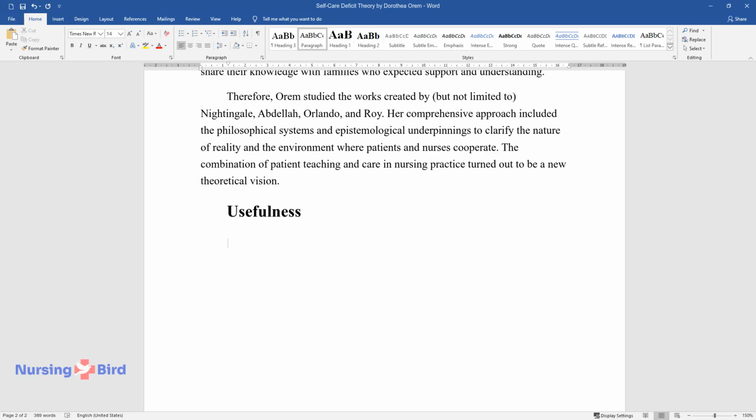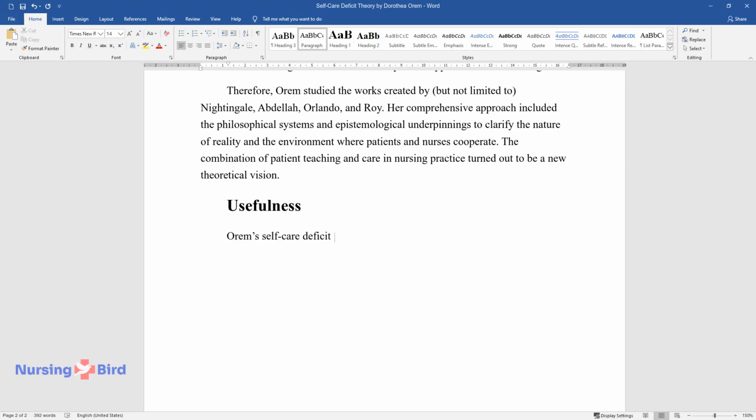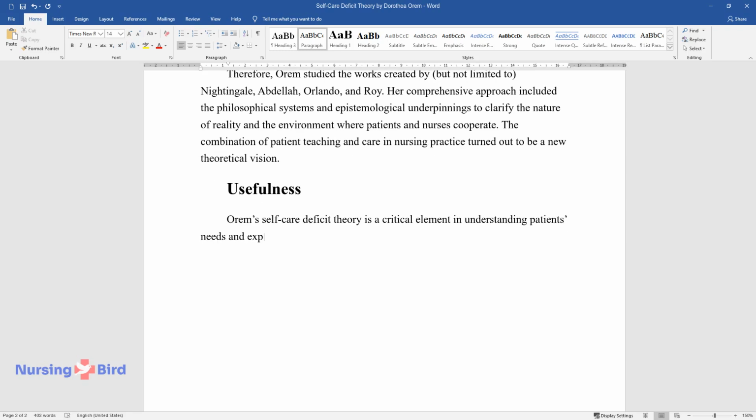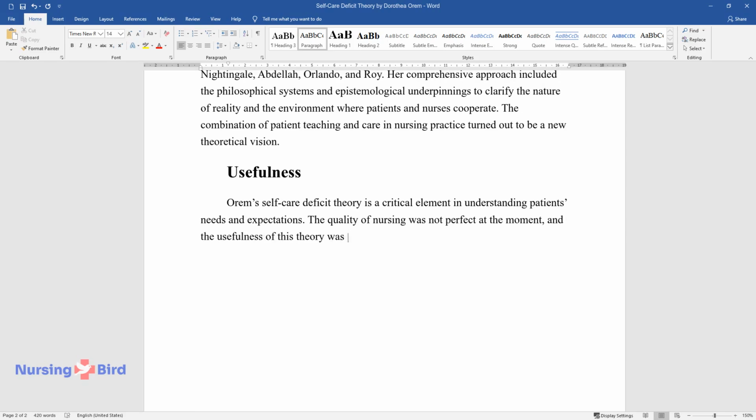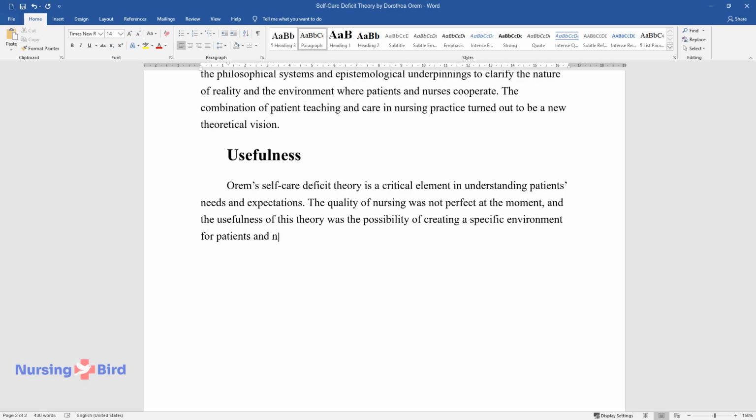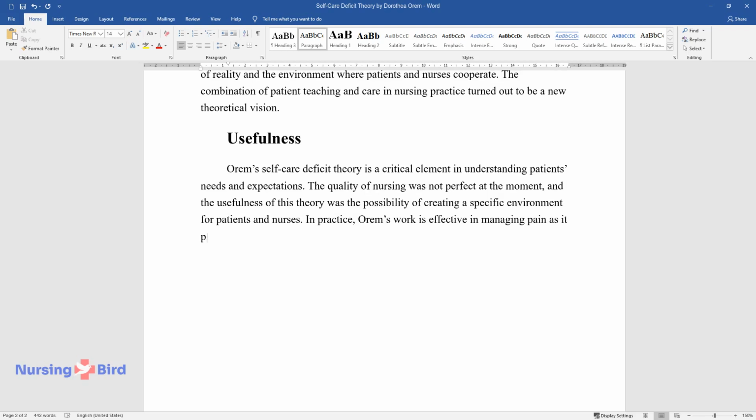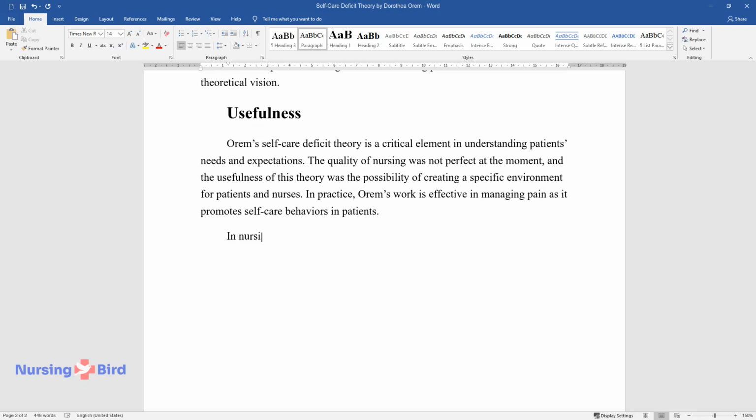Usefulness. Orem's self-care deficit theory is a critical element in understanding patients' needs and expectations. The quality of nursing was not perfect at the moment, and the usefulness of this theory was the possibility of creating a specific environment for patients and nurses. In practice, Orem's work is effective in managing pain as it promotes self-care behaviors in patients. In nursing, the theory helps to determine the elements that connect nurses and patients.